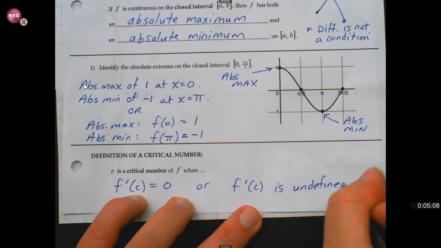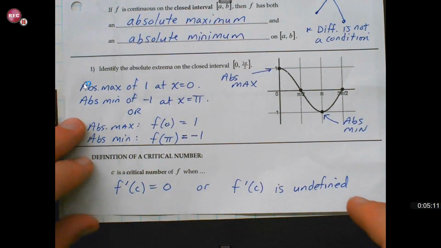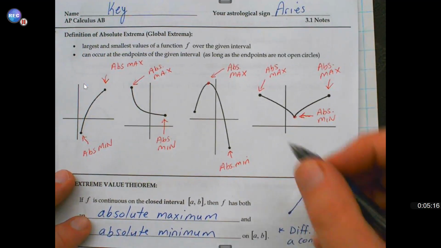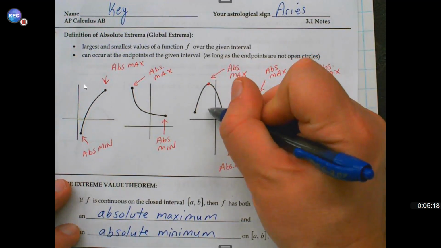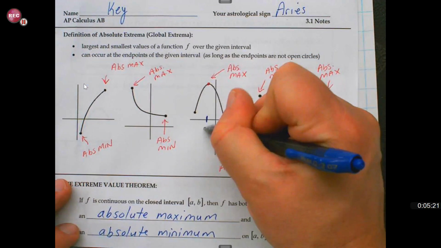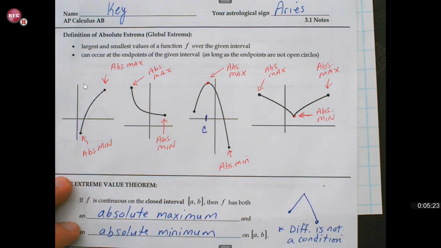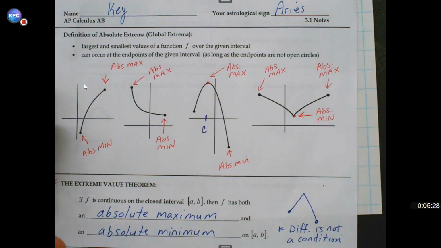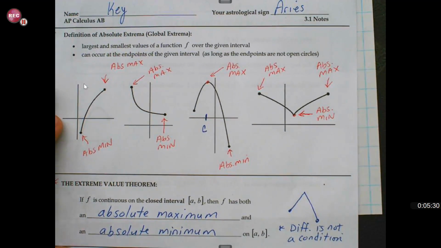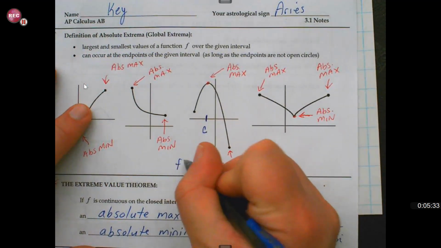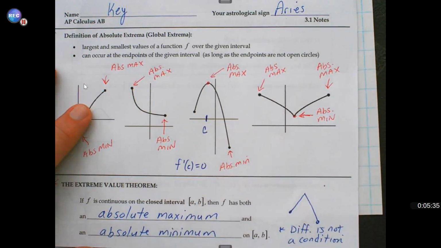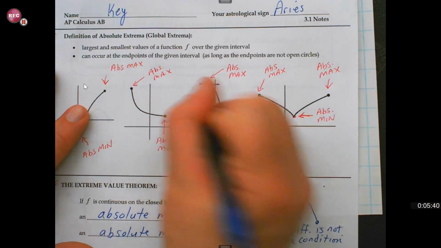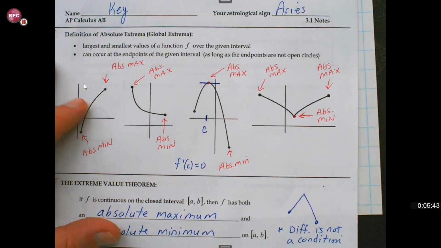Just to put that into perspective, we're going to go back to those pictures at the top. If you go to that third graph, right in line with that absolute max, I'm going to put a tick mark and call that c. That number c that lines up with that point would be a critical number because f prime of c equals 0 for this graph. We know that because at c, the tangent line's horizontal, so the derivative is 0 there.